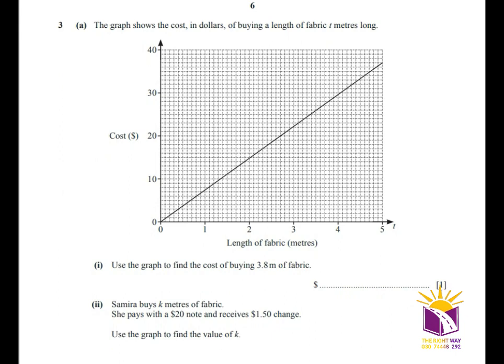Question number 3. The graph shows the cost in dollars of buying a length of fabric T meters long. Use the graph to find the cost of buying 3.8 meters of fabric. Now 3.8 is over here, and from 3.8 I am drawing a line toward the cost, and it will be $28.